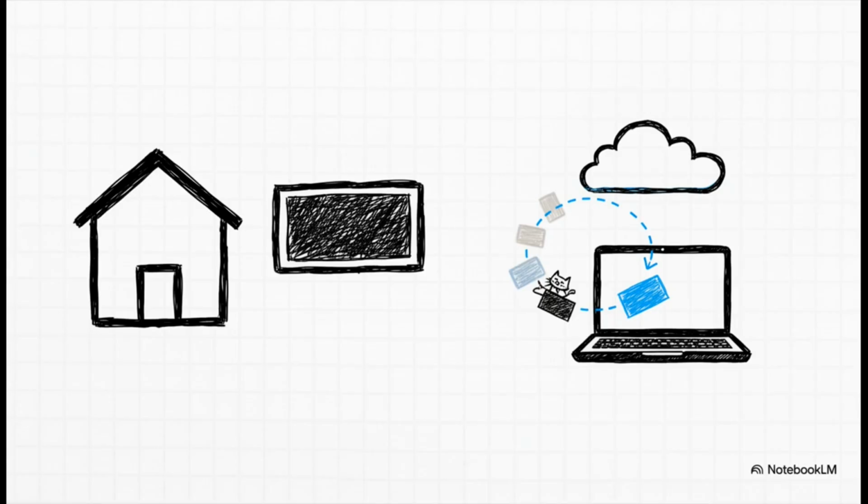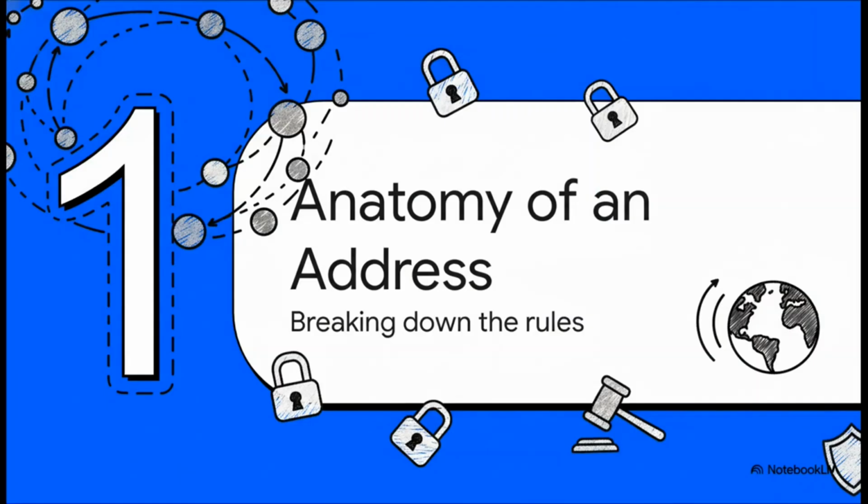But here's the weird part, the real mystery. Unlike your home address, this one isn't permanent, not even close. It's constantly changing. And to understand why, we first have to learn the basic rules of the game. So let's dive right in. Let's take a look at the anatomy of one of these addresses. What are the fundamental rules that every single one of them has to follow?